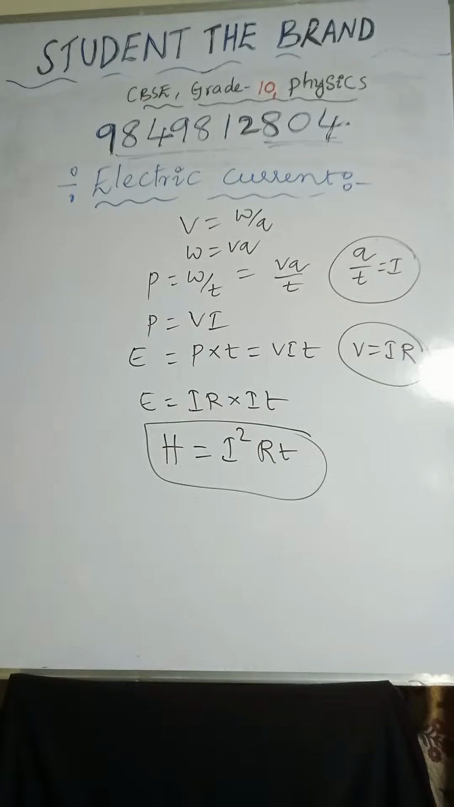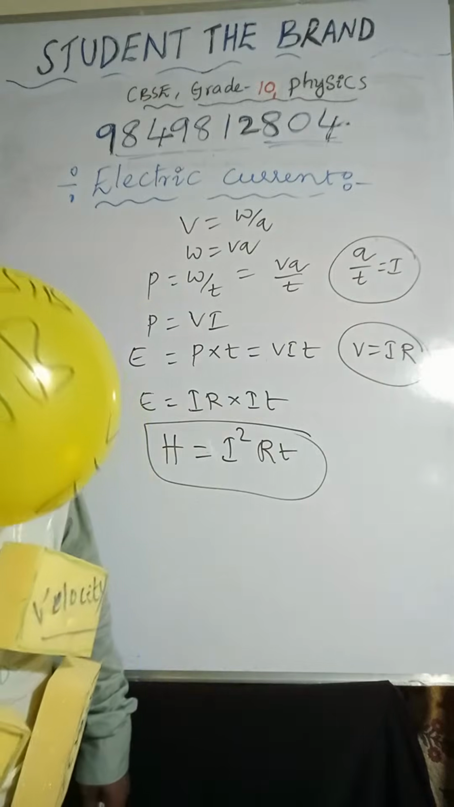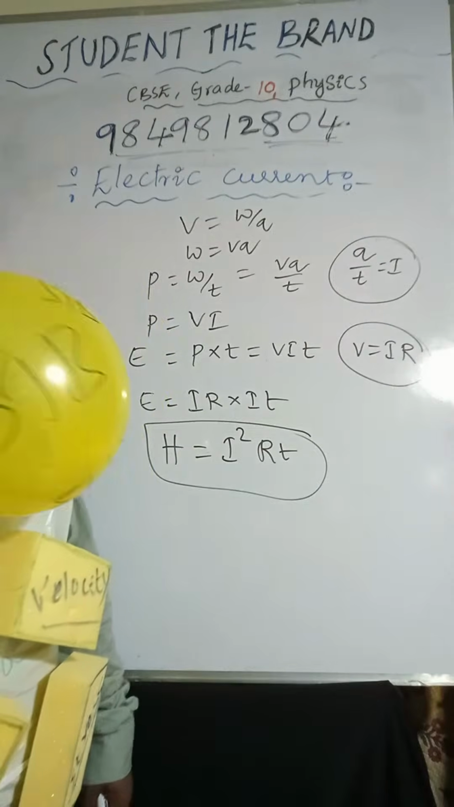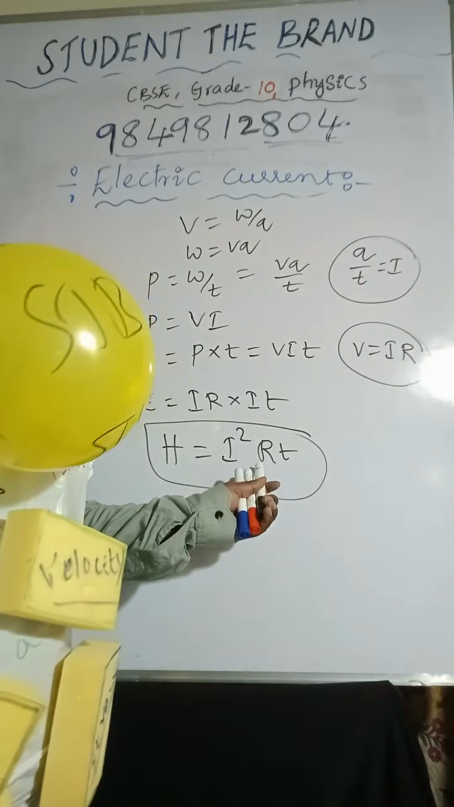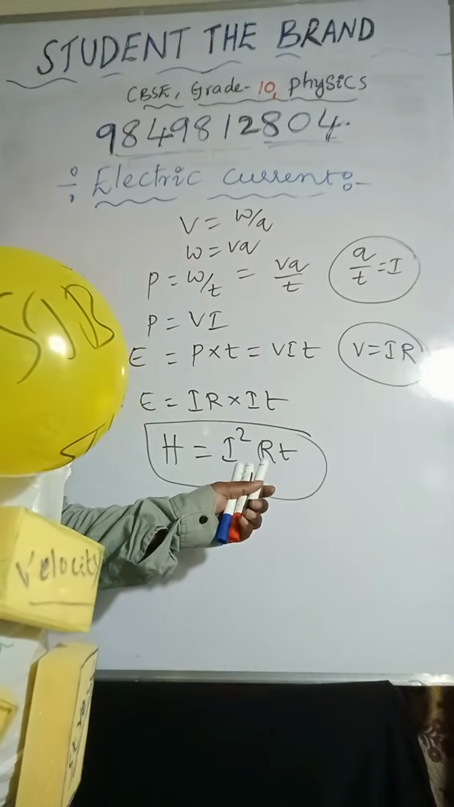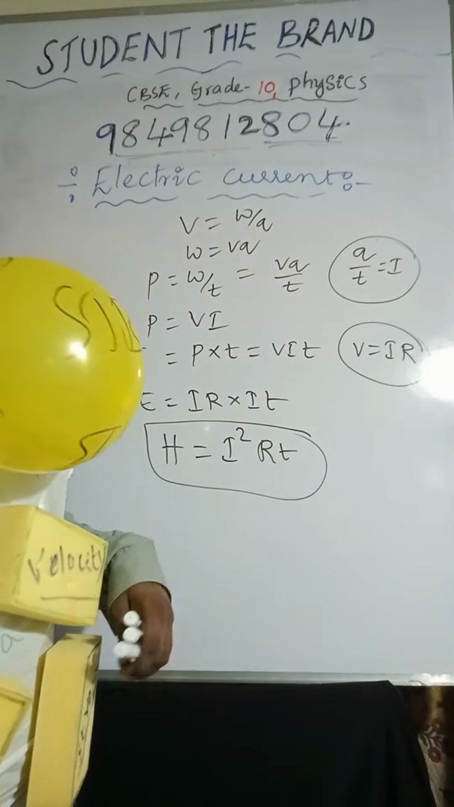Okay. So heat produced in the conductor is directly proportional to current flowing through it. Heat produced in the conductor is directly proportional to resistance. Heat produced in the conductor is directly proportional to time.